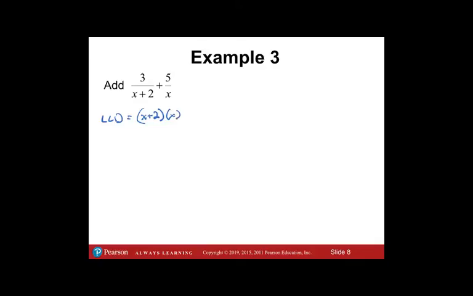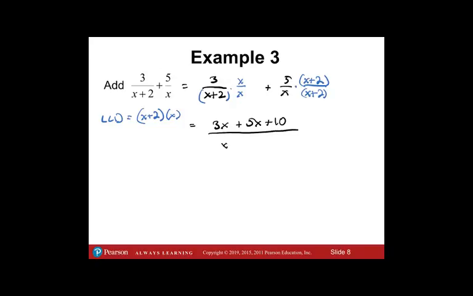Okay. So then we have this x plus 2 under 3 plus 5 over x. We want both denominators to look like the blue. So this one we're going to multiply by 1 in the form of x over x. This one we're going to multiply by 1 in the form of x plus 2 over x plus 2. So then if we do this, on the left we get 3x, on the right we get 5x plus 10, and this is all over this x times x plus 2.